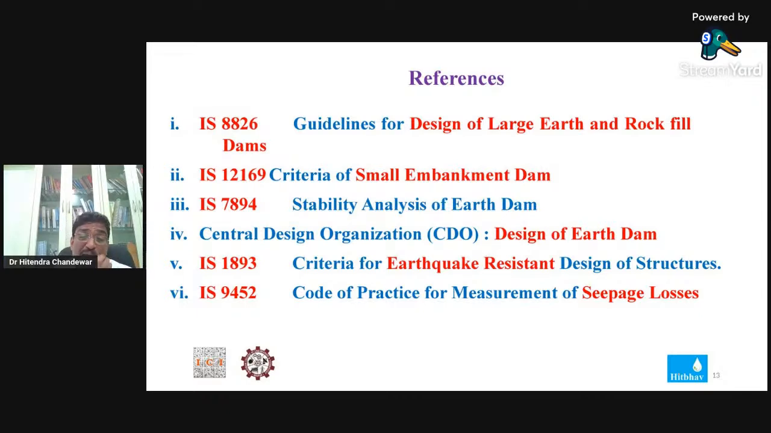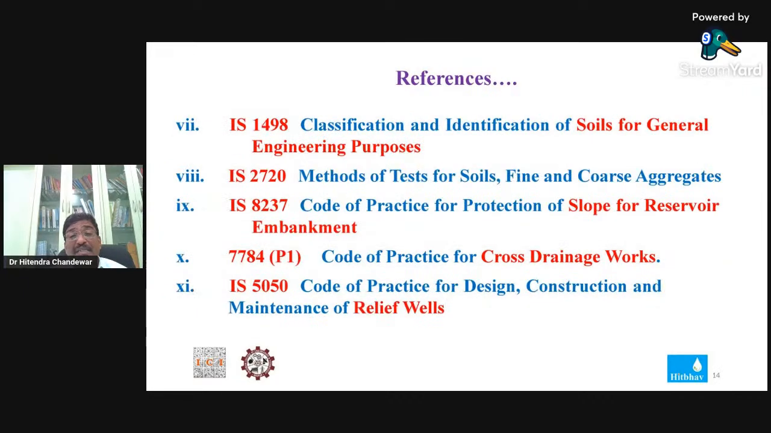and IS 9452 to measure the seepage losses. Then we have used IS 1498 for the classification and identification of soil for general engineering purposes. Then IS 2720 for the core sand, soil and other materials. And we referred to IS 8237, code of practice for the protection of slope for reservoir and embankment. We used IS 7784 part 1, part 2 also, the code of practice for cross works. And then IS 5050 for relief wells.